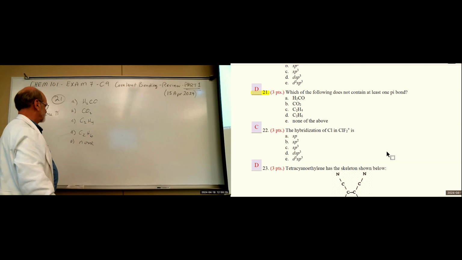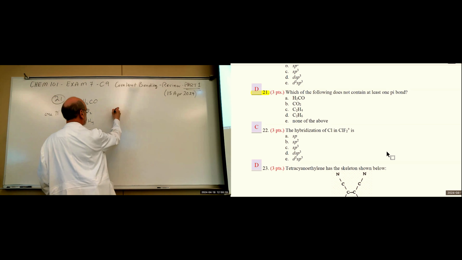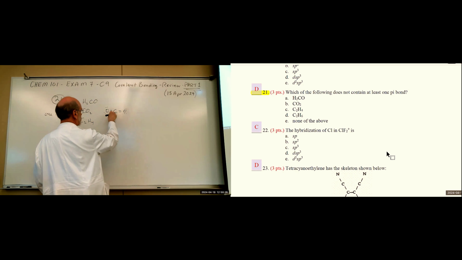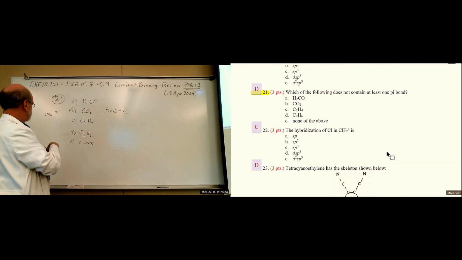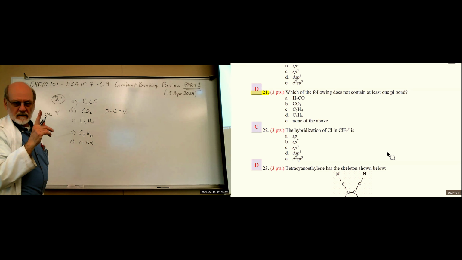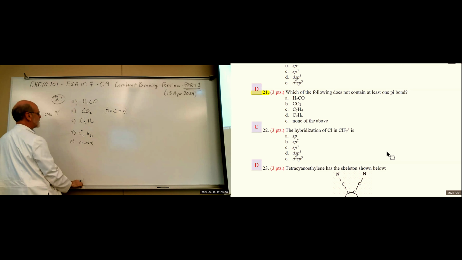Okay. Let's do ones that we know really quick. Carbon dioxide, we've done that one so many times. Right. There you go. It's got two pi bonds. Right? So it does not contain at least one? This one contains at least one, so it's not our answer.